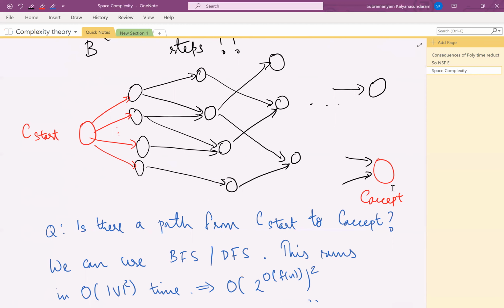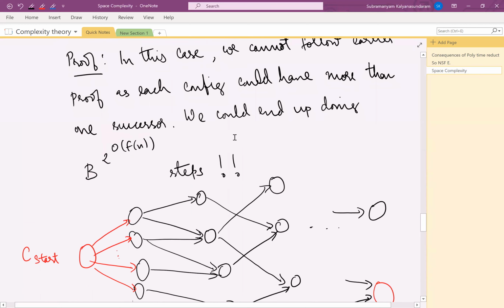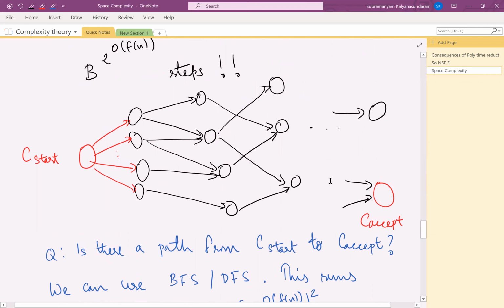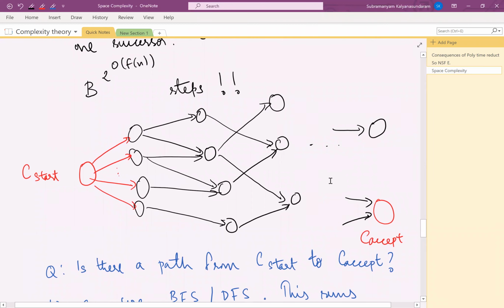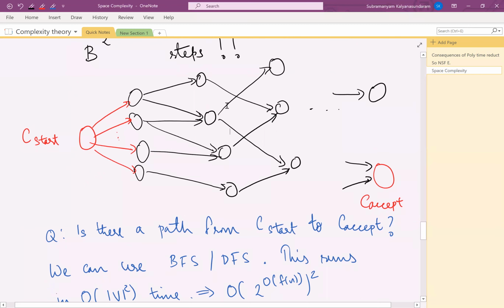If there is a valid path, then that is a valid computation for the NSPACE machine, and that will lead to it being accepted. So all that we need to do is, in this configuration graph, check whether there is a path from this node to this node. And what is the number of nodes in the configuration graph? It is the number of configurations. What is the number of configurations? We earlier calculated in the previous theorem. It is 2 power O(f(n)). So the number of vertices in this graph is 2 power O(f(n)), and we need to check whether there is a path from here to here.